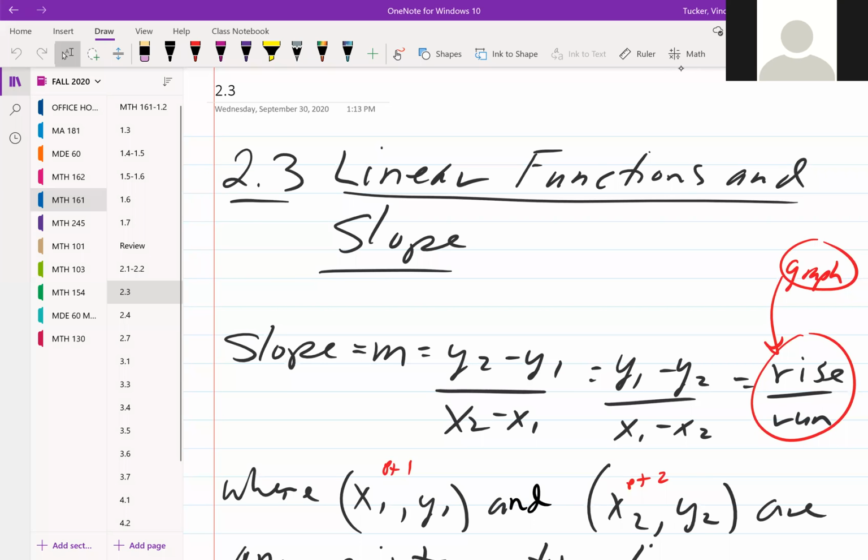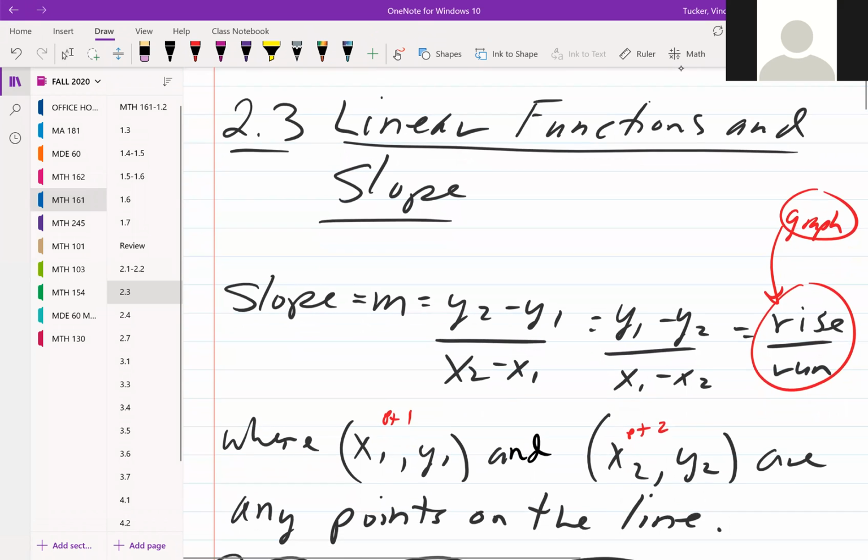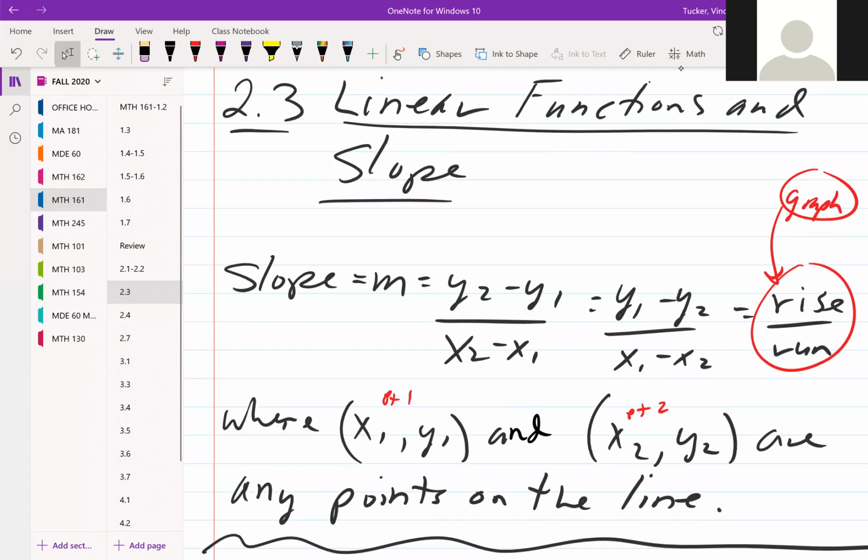All right, so today we're starting with 2.3, linear functions and slope, wherein our slope is represented by m, and we can calculate it by using the formula of y2 minus y1 over x2 minus x1, or we actually can do y1 minus y2 over x1 minus x2, as long as we stay consistent in our substitution.